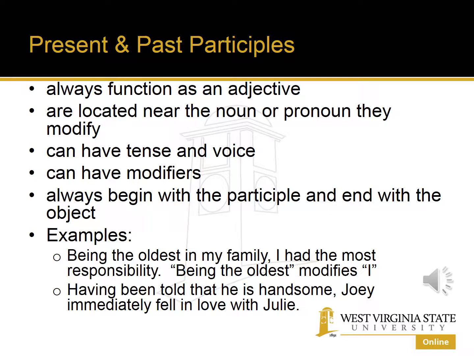So let's look at a couple of examples. Being the oldest member in my family, I had the most responsibility. Being is a present participle, and so the present participial phrase is being the oldest member in my family. Notice that the object of the participle is oldest, and in my family is a prepositional phrase that describes oldest, so it is also a modifier. So the whole phrase is being the oldest in my family. All right.